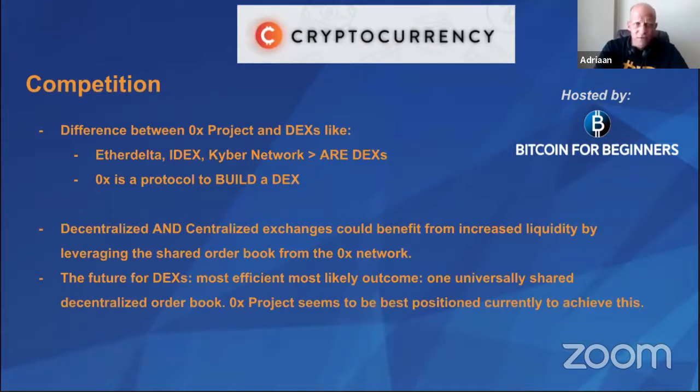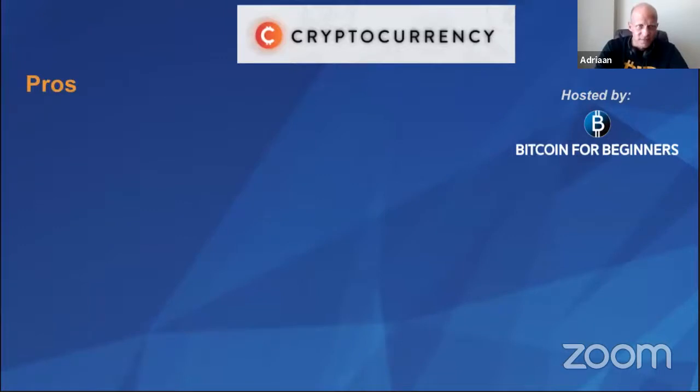And so we expect the future for decentralized exchanges to look as follows: the most efficient and most likely outcome will be that there will be one universally shared decentralized order book. And currently, it seems 0x Project is best positioned to achieve this.